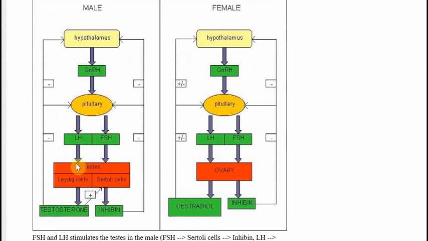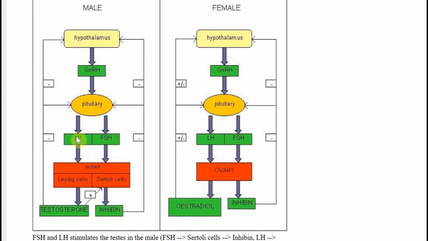Now, FSH stimulates the testes to produce inhibin in males, and in females, it stimulates the ovaries to produce inhibin. Now, inhibin is like the brake system. It inhibits FSH release, so it goes back to the pituitary to act on and inhibit FSH release.